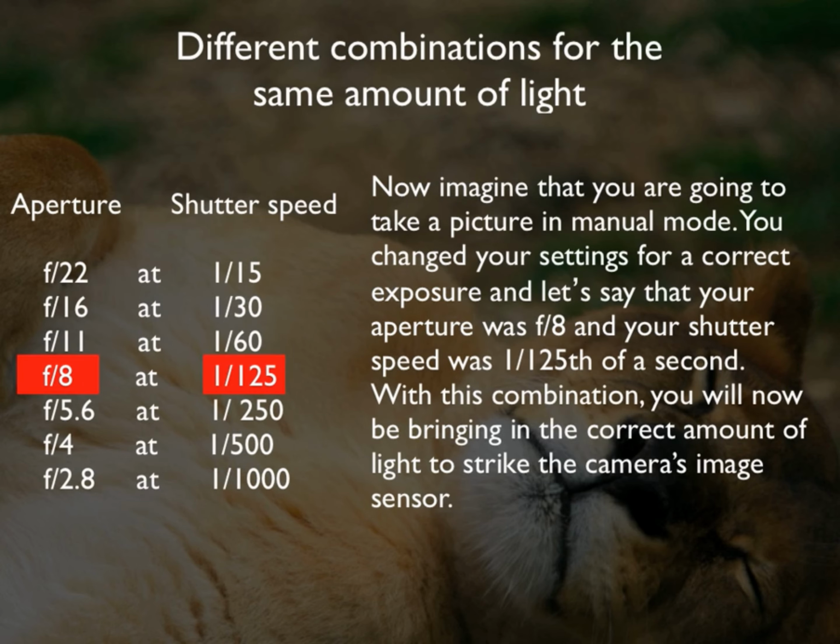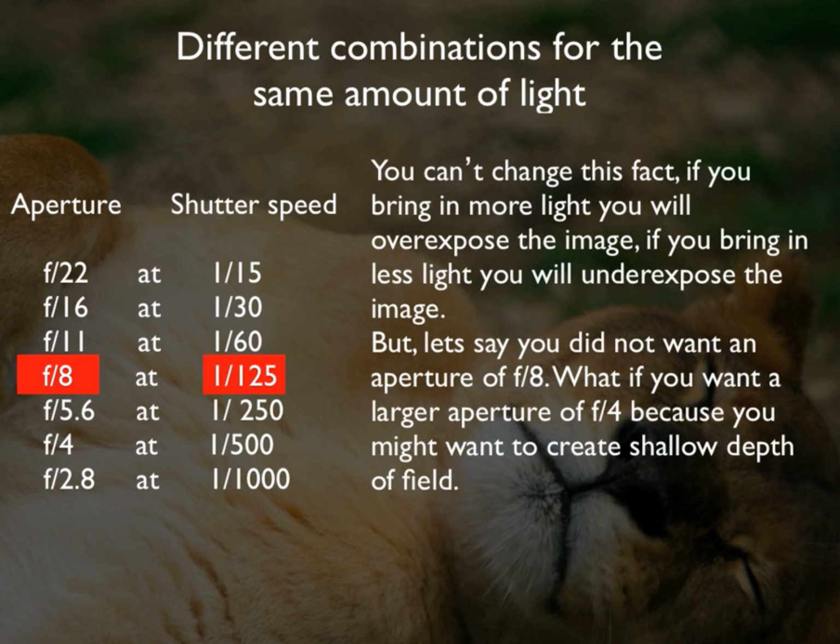Different combinations for the same amount of light. Now imagine that you're going to take a picture in manual mode. You changed your settings for a correct exposure, and let's say that your aperture was f8 and your shutter speed was 1/125th of a second. With this combination, you will now be bringing in the correct amount of light to strike the camera's image sensor. You can't change this fact. If you bring in more light, you will overexpose the image. If you bring in less light, you will underexpose the image.